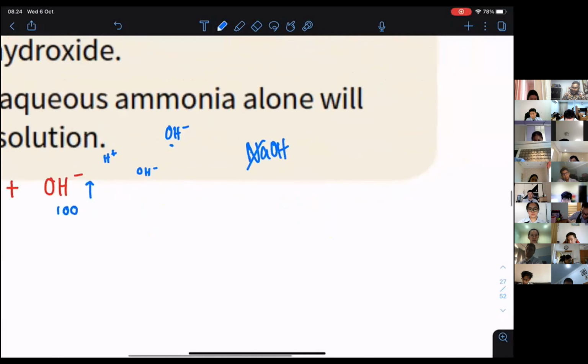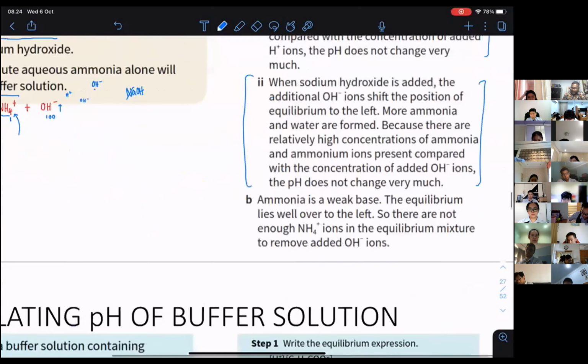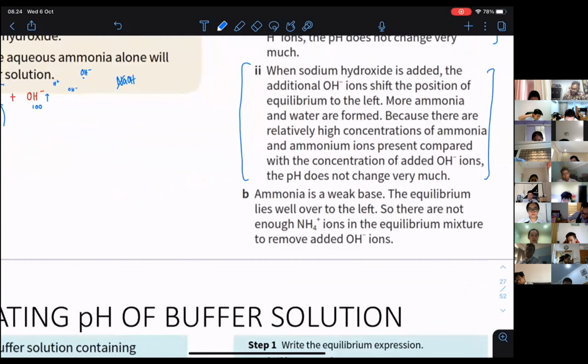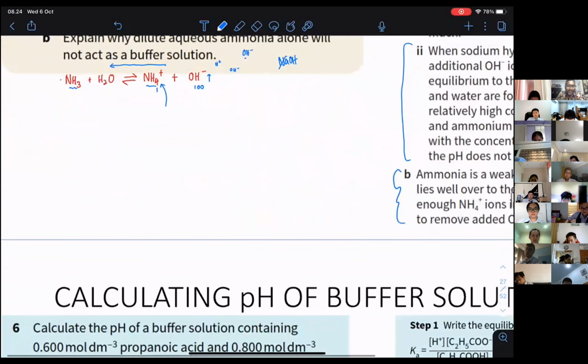Whatever explanation you see, ammonia is a weak base, equilibrium, they are not enough. They didn't mention acid. When it is acid, it can still work. But not a buffer means it must work in all conditions. It cannot be just with acid. Just with this, cannot.